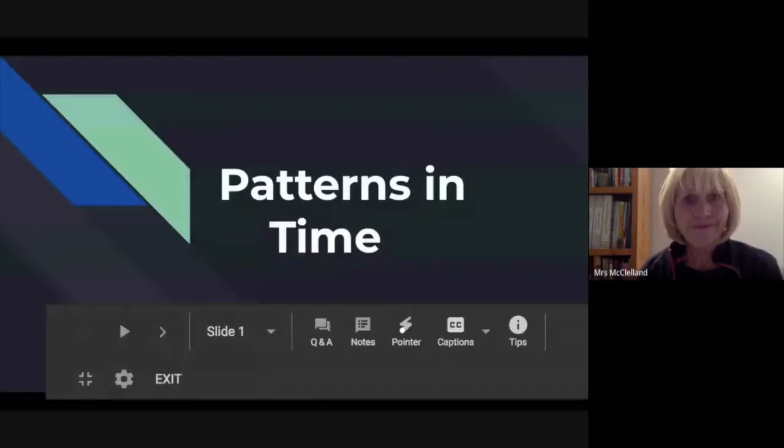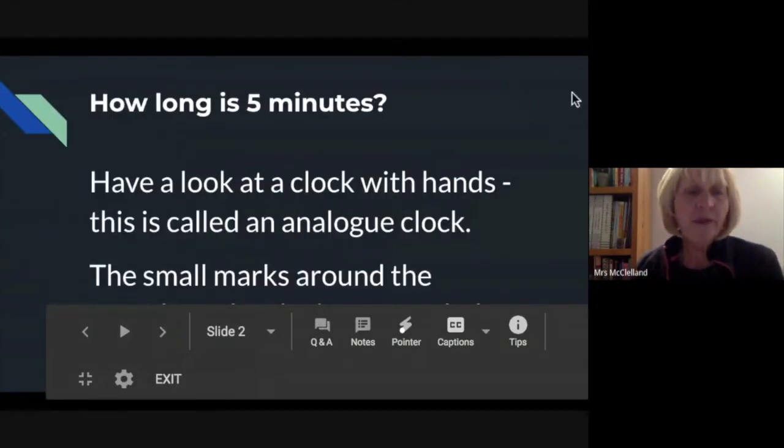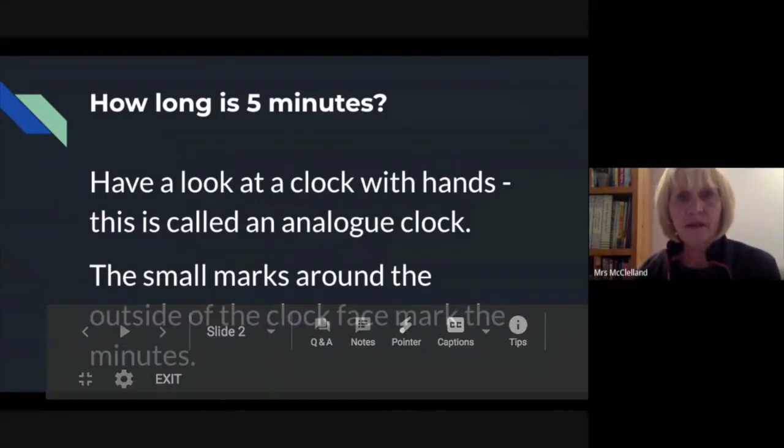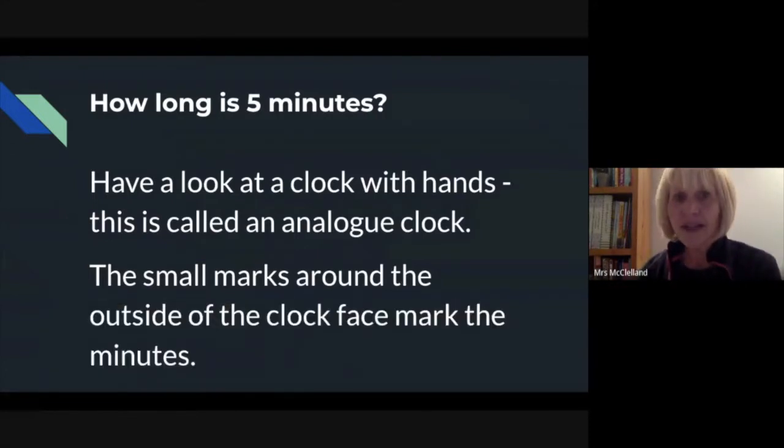So I'm going to put on a presentation, and I'm also going to be using a clock to show you. There we go. So that gives me something to show you. We're looking at patterns in time again. So yesterday we had a look at a minute, and we also looked at seconds. So how long is 5 minutes?